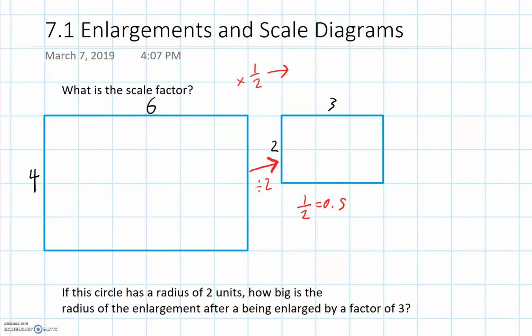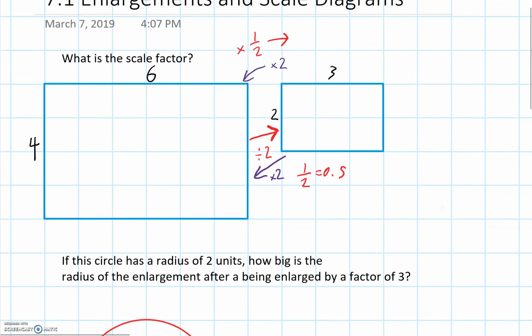Okay, what about if we had it the other way? Well, instead of being a half, it would be 2. So you're multiplying by 2 now. And so now we get 3 times 2 is 6, 2 times 2 is 4. So that would be the other direction. So let's draw an arrow like this and times by 2. All right. Hopefully that makes a little bit of sense.